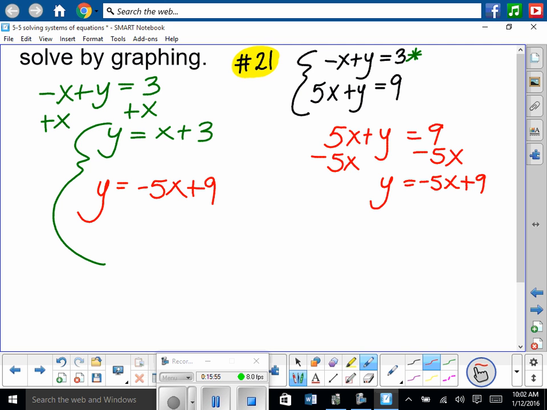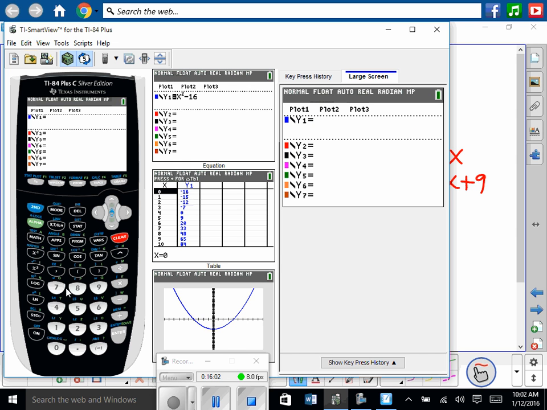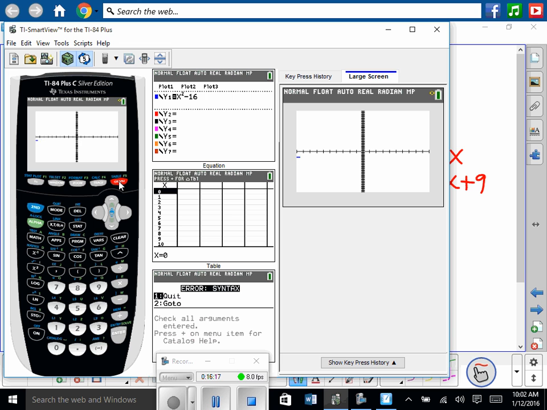So you'll go into y equals. So you'll type in the first equation, x plus 3. In the second equation, we have negative 5x plus 9. Even if it was fractions, our calculator could do it this way. So negative 5x plus 9. Now, let's hit graph.